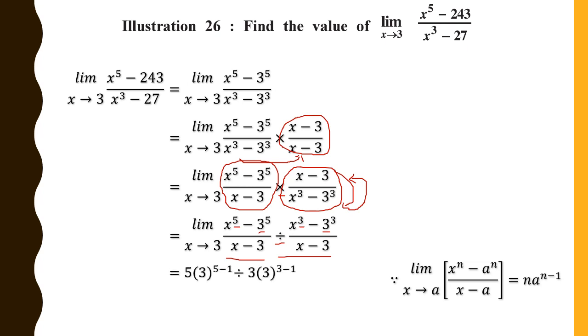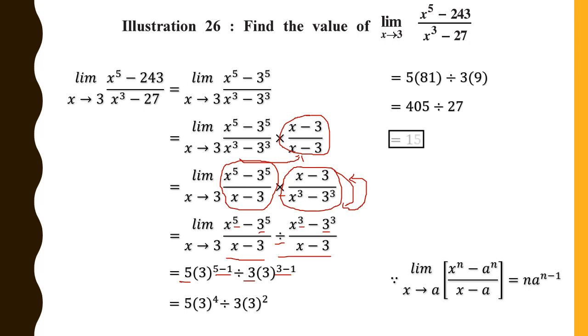For the first form, 5 into 3 raised to 5 minus 1. For the second form, 3 into 3 raised to 3 minus 1. For the first form, n is 5. For the second form, n is 3. After the subtraction of the powers, we will get 5 into 3 raised to 4 divided by 3 into 3 raised to 2. We will solve the powers first. So we will get 5 into 81 divided by 3 into 9. After multiplication, we will get 405 divided by 27, and your answer is 15.